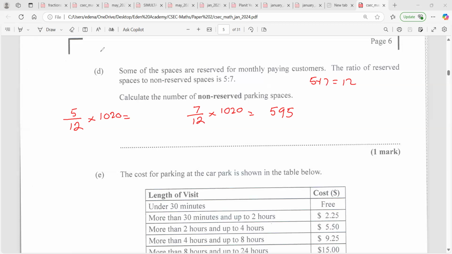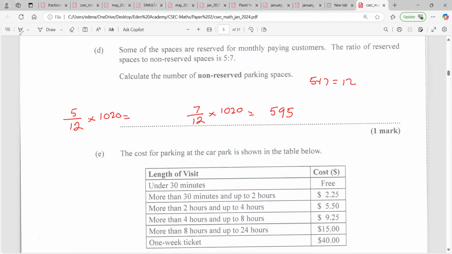Now the last part, E. When we're doing these exams and these questions, we have to ask ourselves if the answers make sense. So if I get a decimal in a question like this, you might question it a little bit, because you don't have decimal parking spaces. And I don't think they would give you a question with decimal parking spaces. So you either have a whole parking space or not.